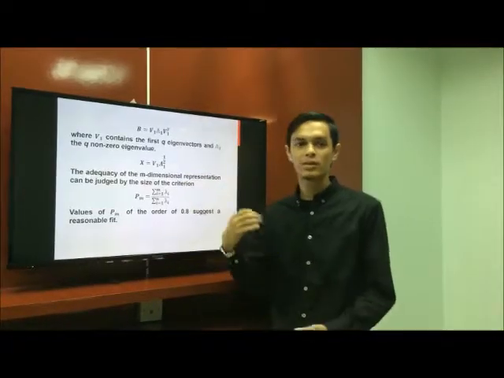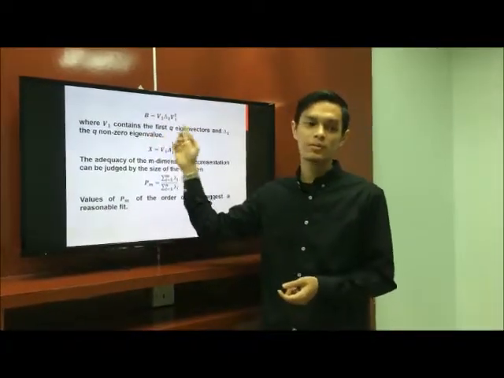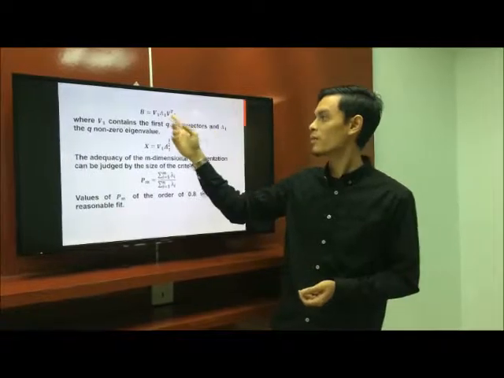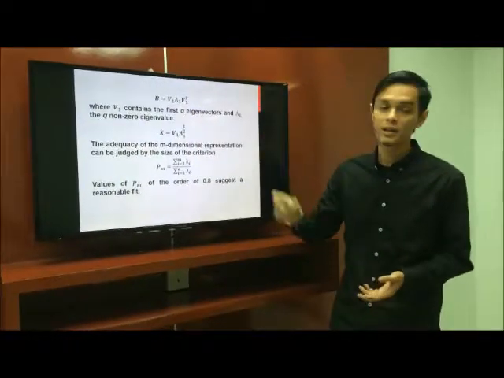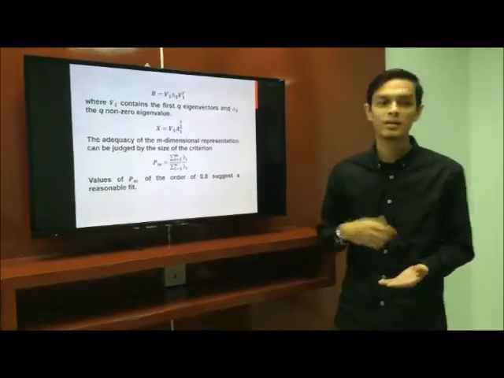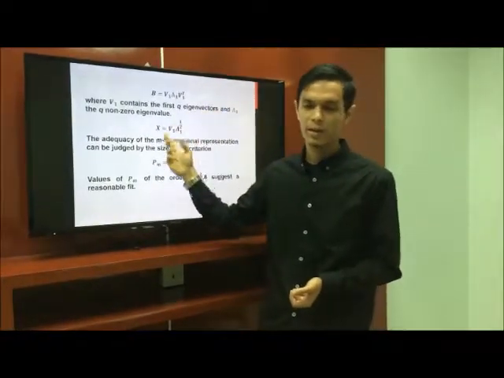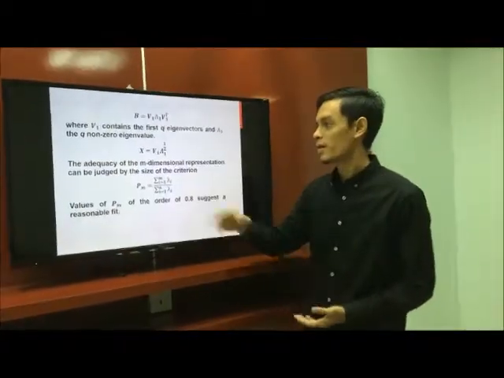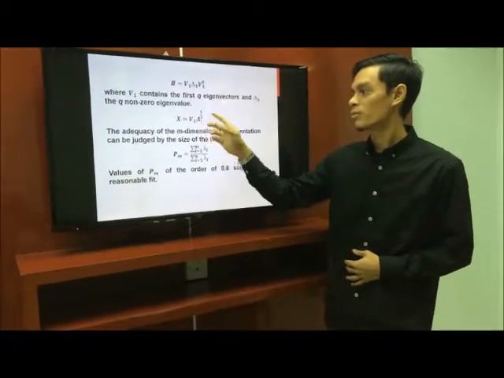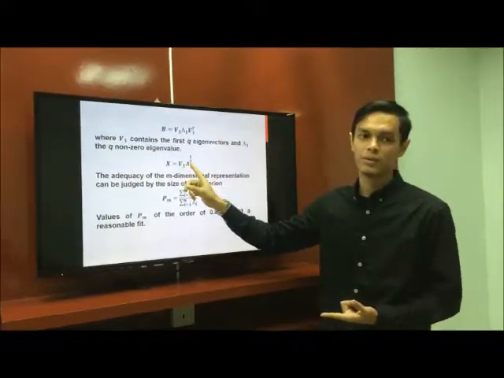After we go through the raw data and do the analysis, we get a new B, that is V1 times lambda 1 times V1 transpose, where V1 contains the first q eigenvectors and lambda 1 contains the non-zero eigenvalues. The coordinates are then X equal to V1 times the square root of lambda 1, where the square root of lambda 1 is the square root of the eigenvalues.